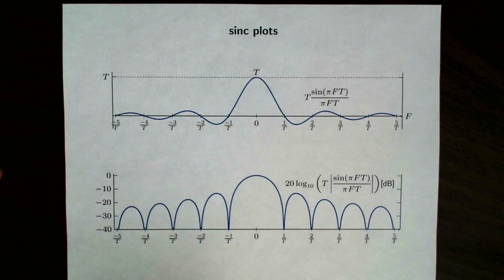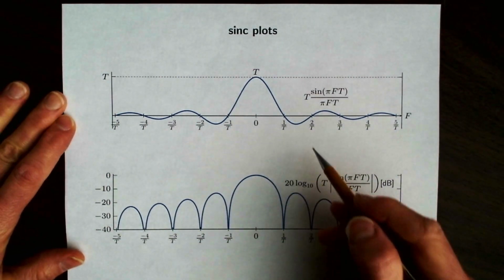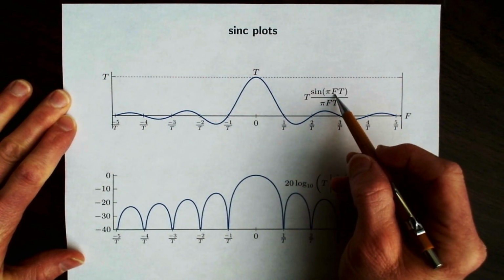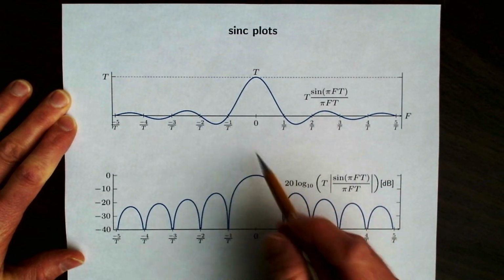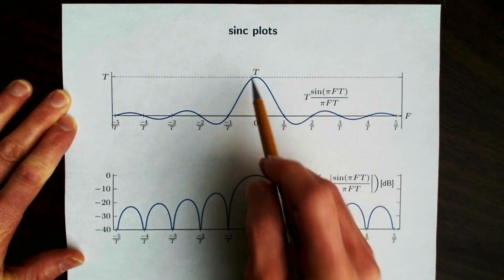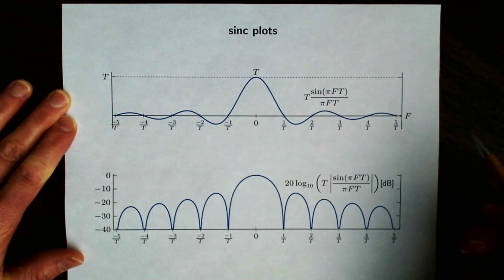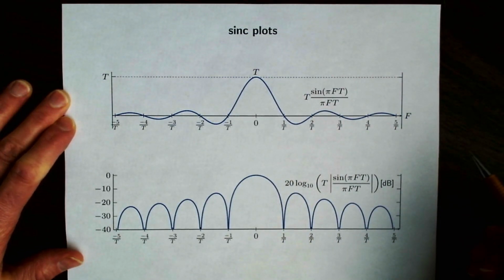There's two plots here. The one at the top is a linear amplitude plot, and the one here at the bottom is a log amplitude plot, log magnitude in decibels. So it's 20 log base 10 of the magnitude of the function. Here again, you can see that the zero crossings are going to occur whenever f is a multiple of 1 over t, and the amplitude of this function is equal to t, which is the scale factor out in front.